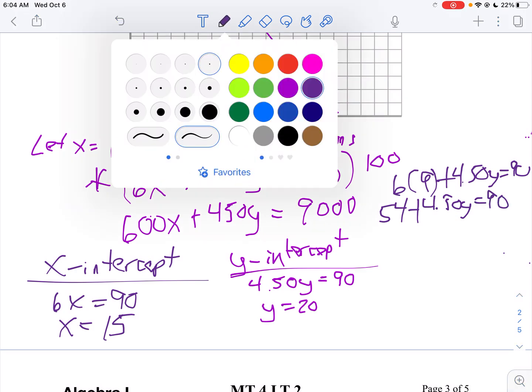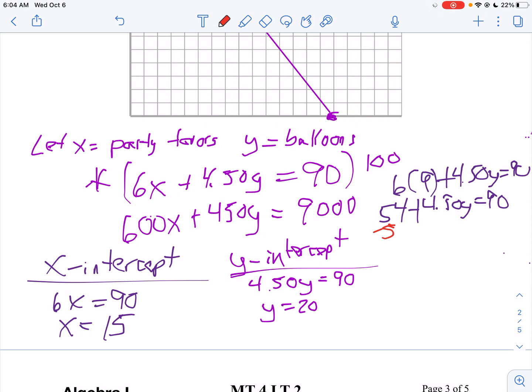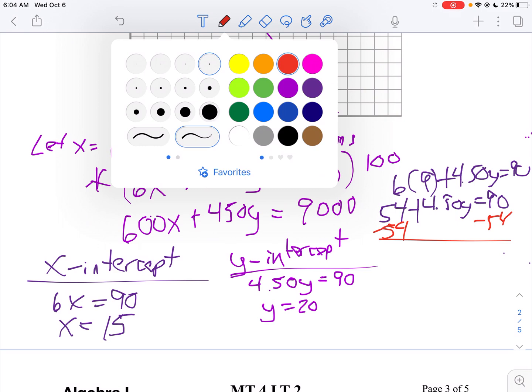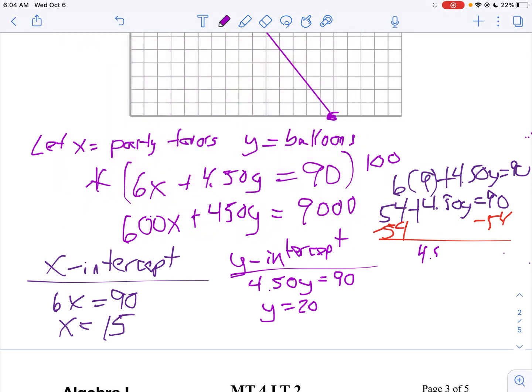I subtract 54 from both sides. And we get 4.50y equals 90 minus 54, which is 36, got to carry the 1. Divide both sides by 4.5. So if I take 36 divided by 4.5, I get 8. So I should be able to buy 8 balloons if I buy 9 party favors.